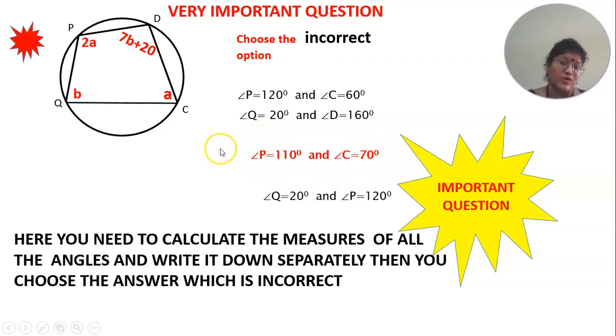So you could get a question like this where they may ask you to choose the wrong option or choose the incorrect option. In that case, everything will be correct, and one may be a wrong option. How do you go about doing it? You just have to calculate the measures of all the angles of this quadrilateral and keep it ready. And then you see which is the wrong option. So this is a very, very important question. Revise it.